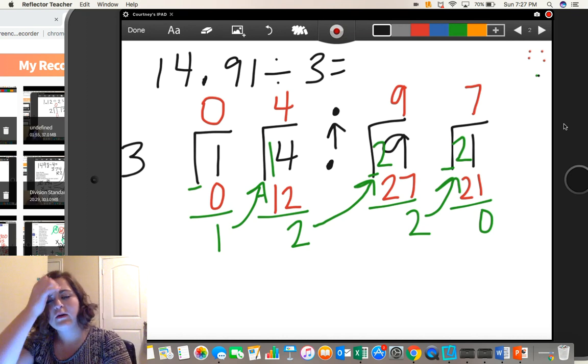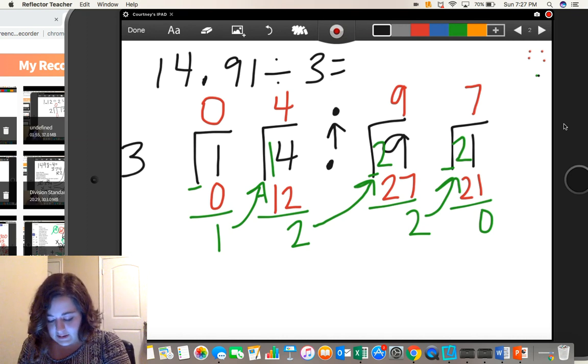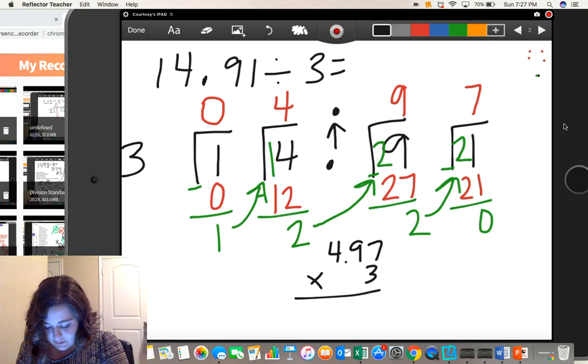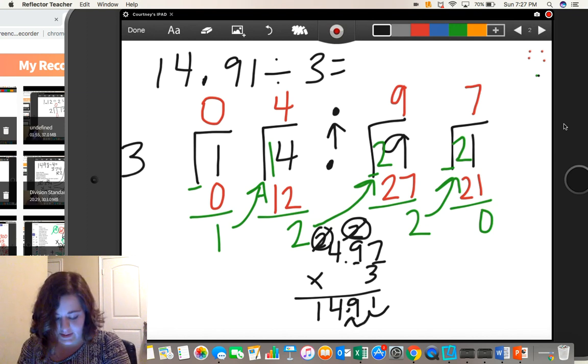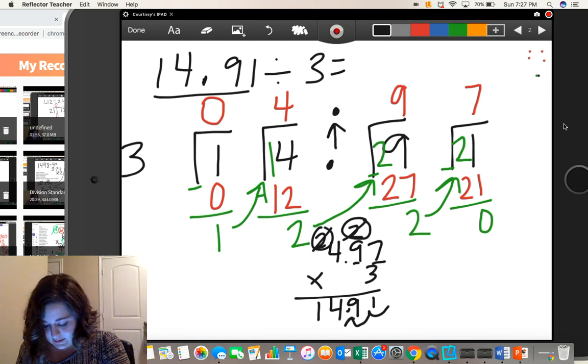And I'm going to check that with multiplication. 4 and 97 hundredths times our divisor, which is 3. 3 times 7 is 21. 3 times 9 is 27, plus 2 is 29. 3 times 4 is 12, plus 2 is 14. And there are two numbers after a decimal, so move my decimal 2 spaces. Gives me 14 and 91 hundredths, which is my dividend, what I started with. So that shows me that my answer is correct.